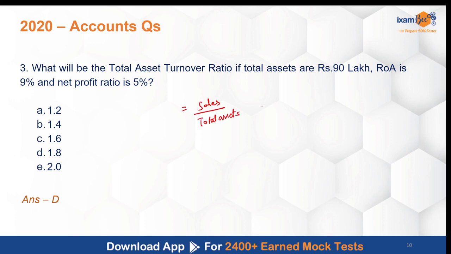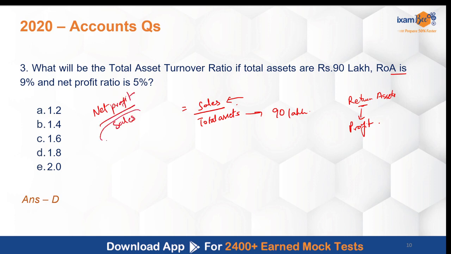Right? So here we know what our total assets are, which is 90 lakh. We need to find our sales. Now to calculate the sales, we have been given two other pieces of information. One is ROA, return on assets, and return relates to profit. And we have also been given the net profit ratio, which is a formula of net profit divided by sales. Right, so this will help me find the sales that I need over here.